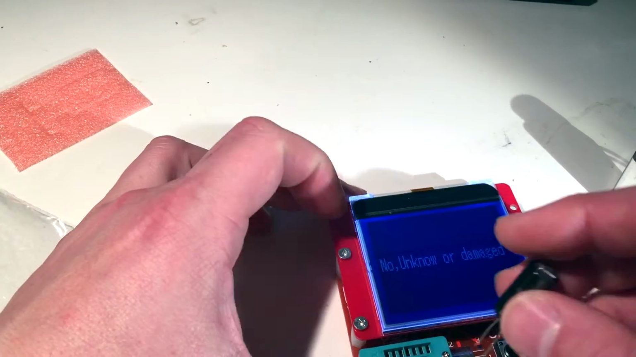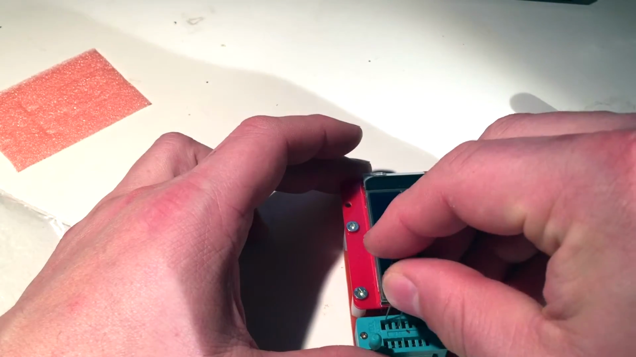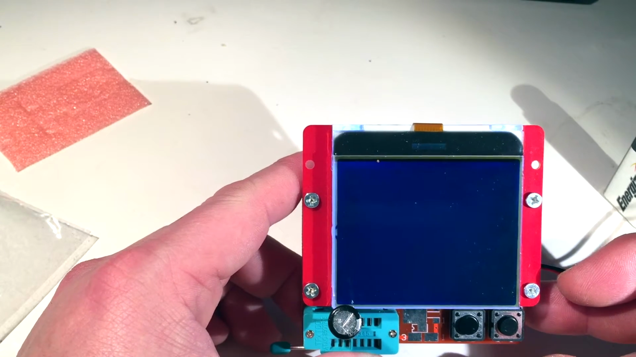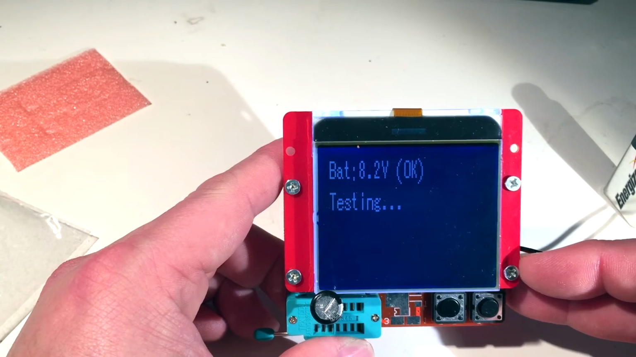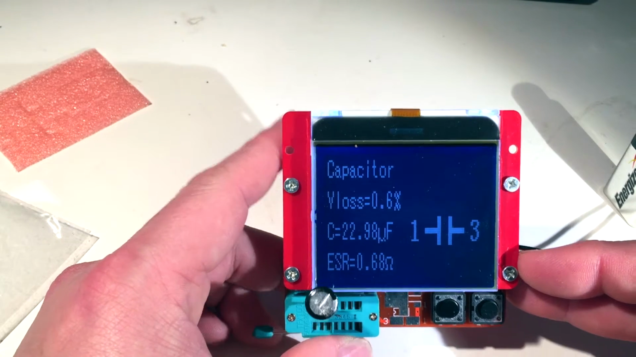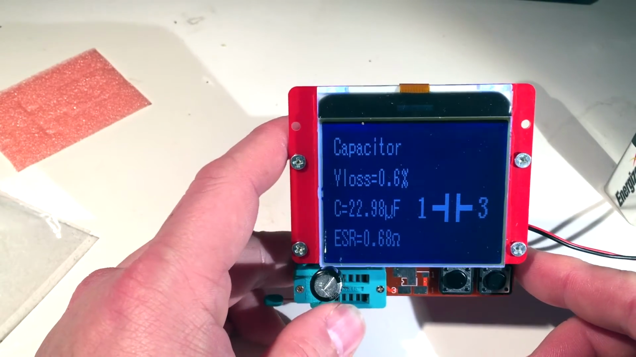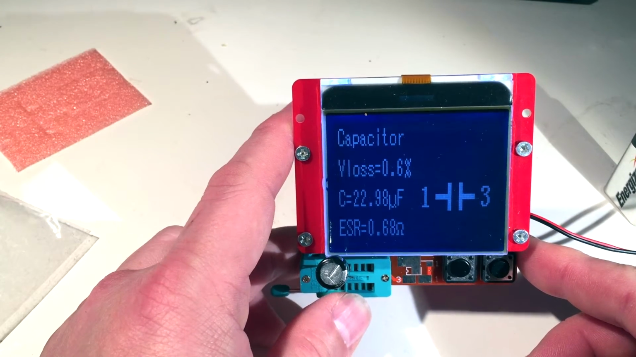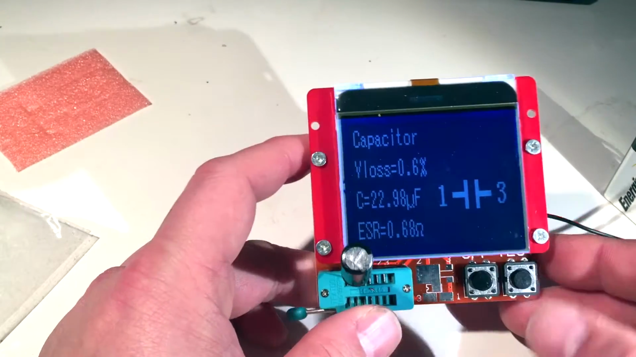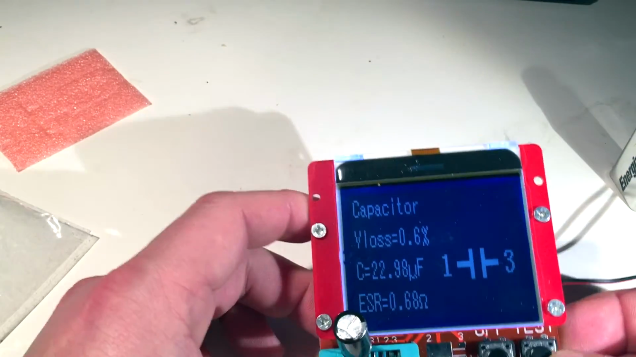So I can take a component, plug it in, hit the test button, and now it's doing the test and telling me that I have connected a capacitor, and it gives me some relevant information like the voltage loss, the important one, the capacitance, also the resistance. And it's also picked up that it's connected between pins 1 and 3, which it is.